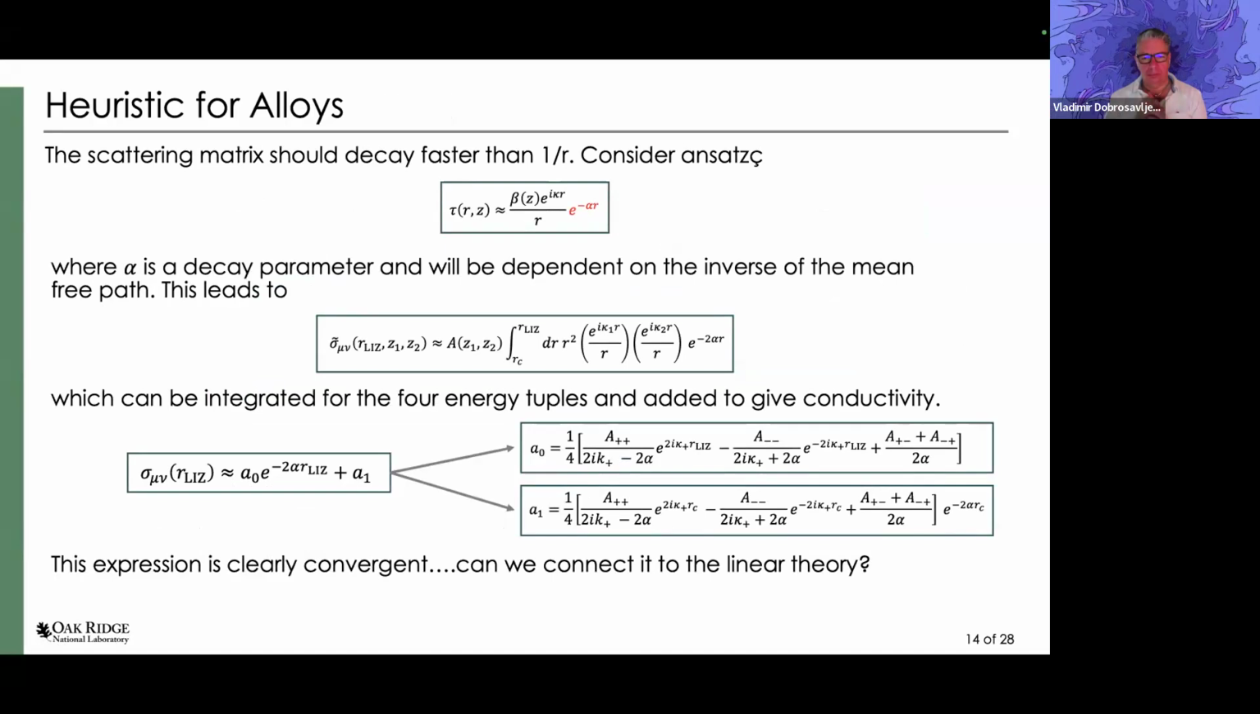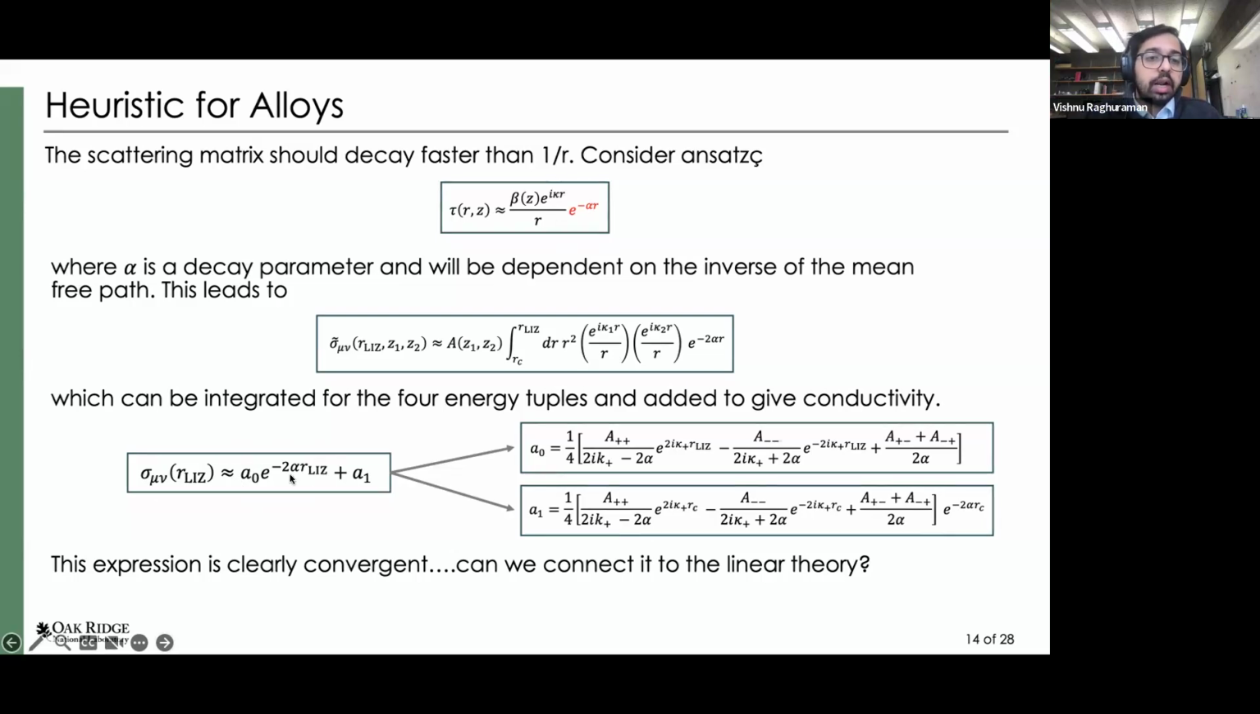So we consider this sort of ansatz where you add an exponentially decaying term to speed up the decay of the tau using this alpha, which is a decay parameter, which should be physically like a mean free path, or rather the inverse of a mean free path. Now if you add this term to your sigma tilde integral and work this out, this actually comes out to an exponentially decaying term plus A1.